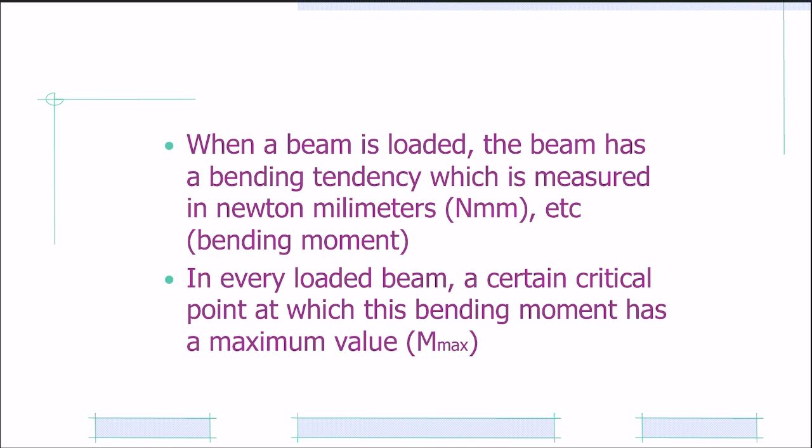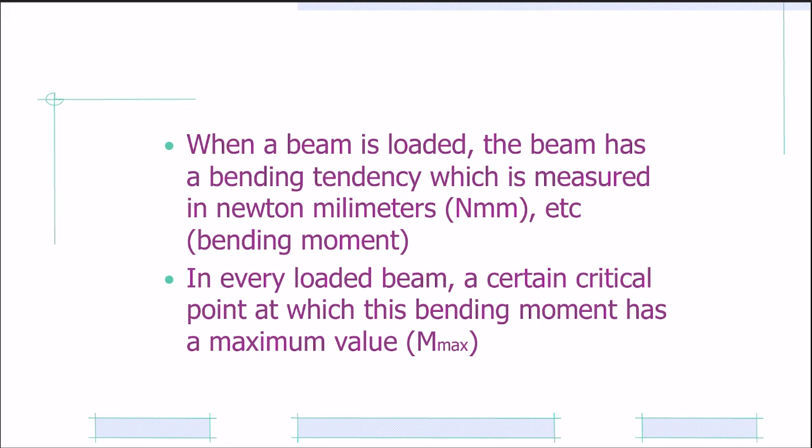When a beam is loaded, the beam has the bending tendency which is measured in Newton millimeters. Okay, for example, if you have a beam, then there's a load acting on top of the beam. Maybe it comes from the roof or maybe it comes from the floor above. The beam has the bending tendency. Dia akan bend lah. Okay, which is kita panggil juga as a bending moment. And it is measured dalam Newton millimeters.